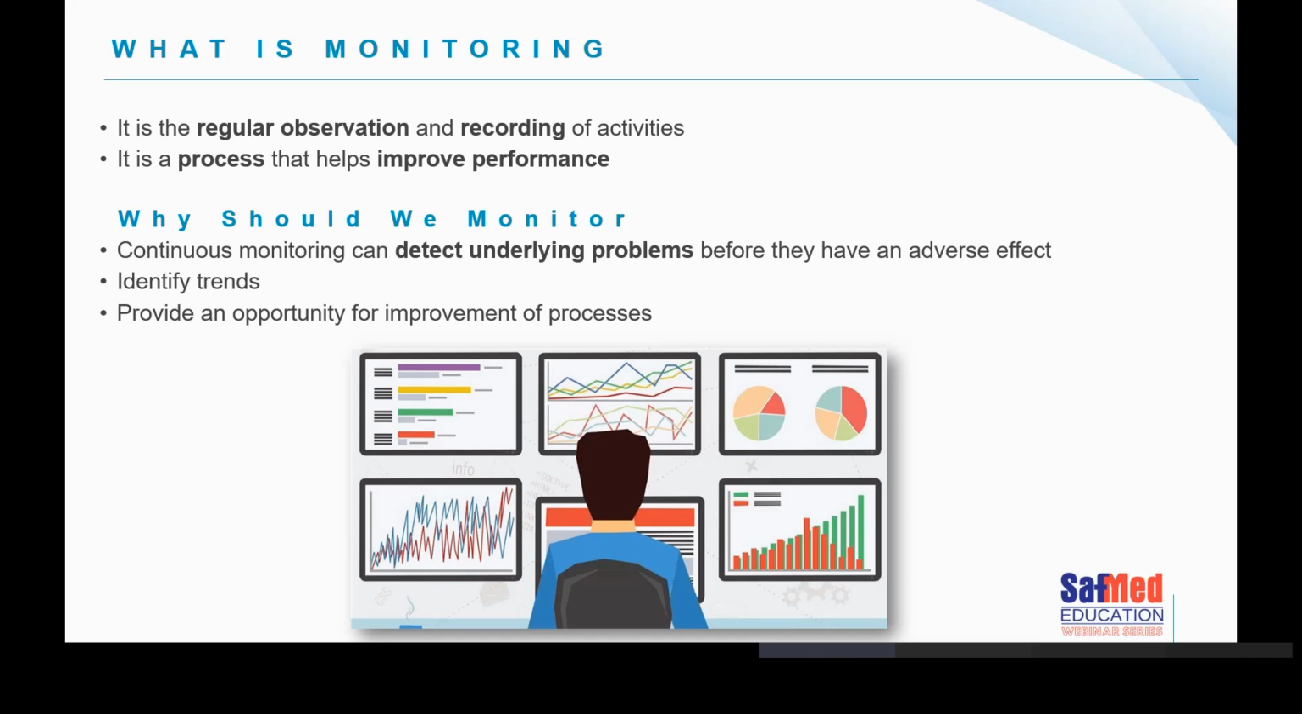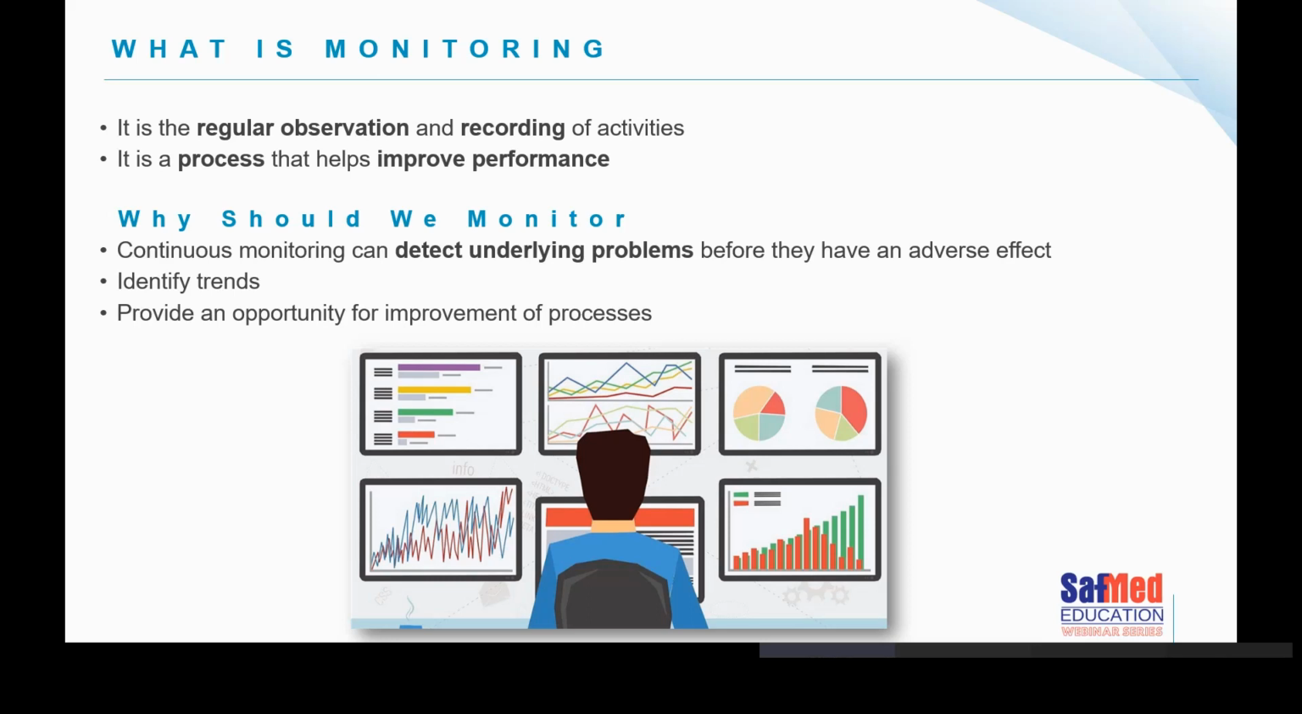So first of all, if we look at what is monitoring, it is the regular observation and recording of activities, and it is a process that helps improve performance. And why should we monitor, or why should we do regular checks? First of all, continuous monitoring can detect underlying problems before they have an adverse effect, and identify trends and provide an opportunity for improvement of processes. It doesn't help that we monitor and that we identify problems and that we do not really do something about it. So it is important that we implement improvement processes or continuous improvement processes.